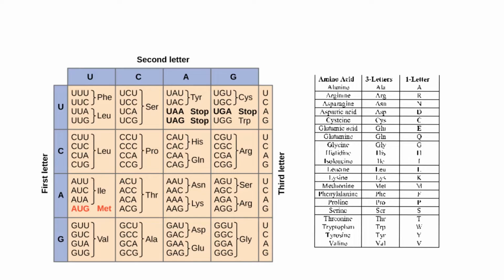Today we are going to learn how to use a codon chart and a codon wheel. These are two different tools that let you translate that three-letter codon of mRNA and figure out exactly what amino acid that mRNA sequence is going to code for. I'm going to show you how to use a codon chart and a codon wheel.